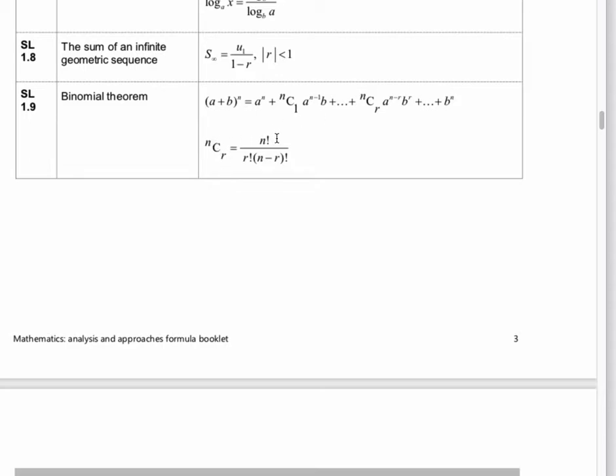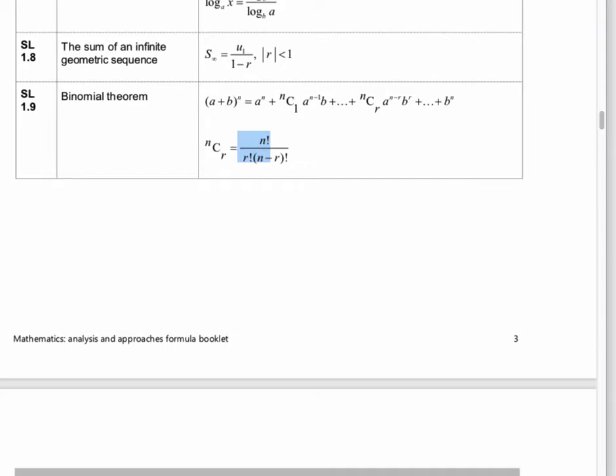Okay, and here's how you calculate the binomial coefficients. You just do n factorial over r factorial times n minus r factorial. So if you do that for n equals 4, and for r equals 0, 1, 2, 3, 4, you get the fourth row in Pascal's triangle. You get the numbers 1, 4, 6, 4, and then 1. So this is a way of calculating those coefficients instead of using Pascal's triangle.